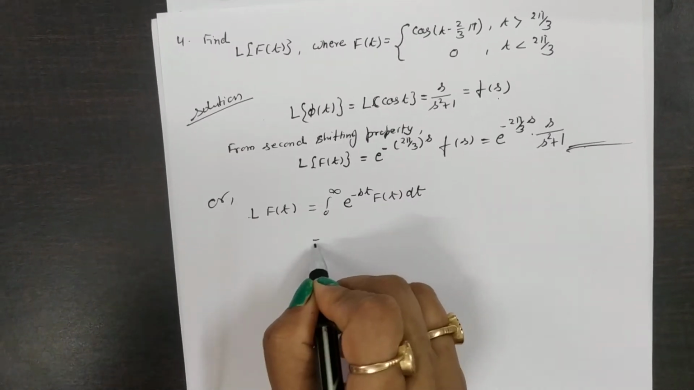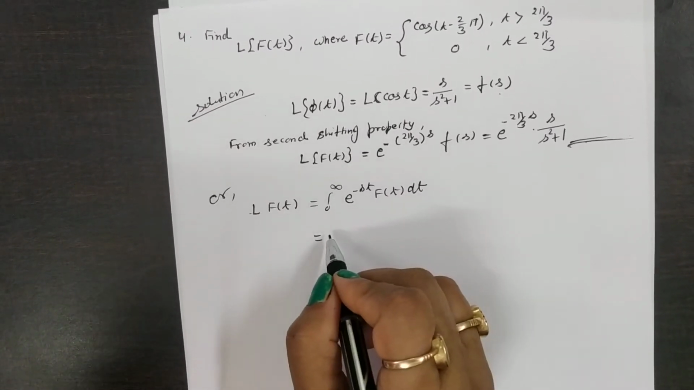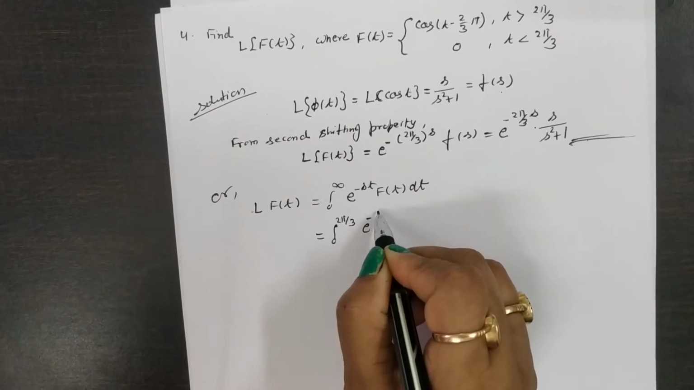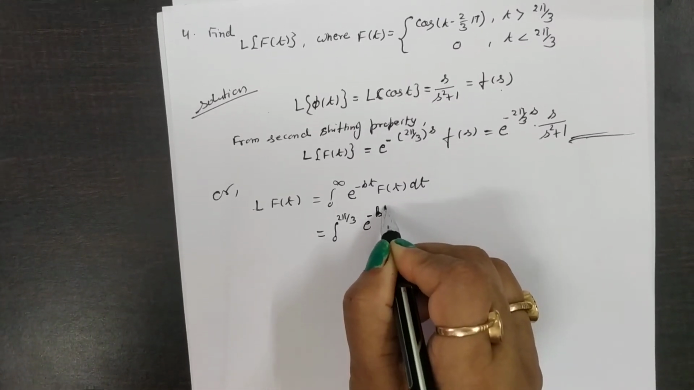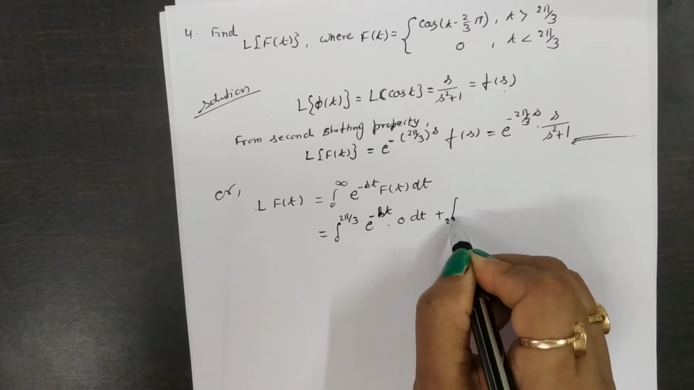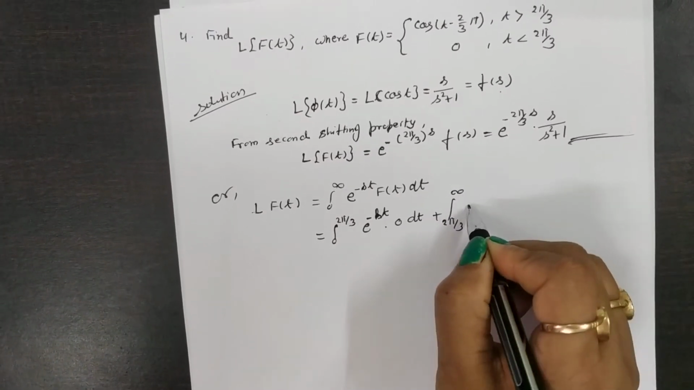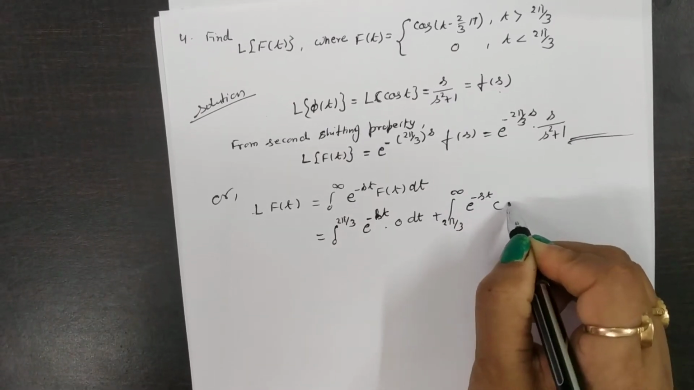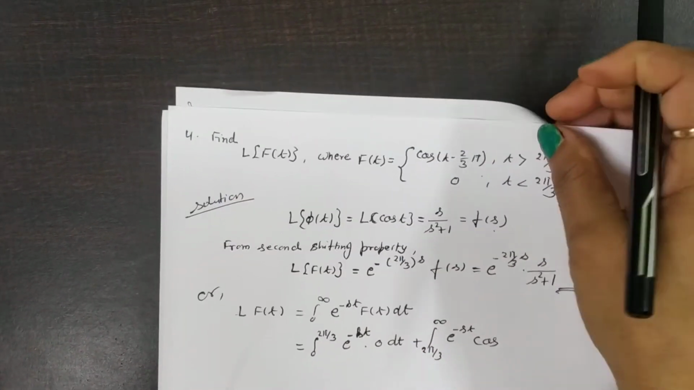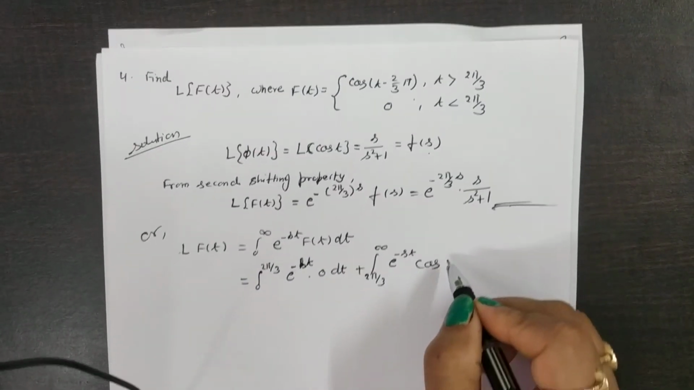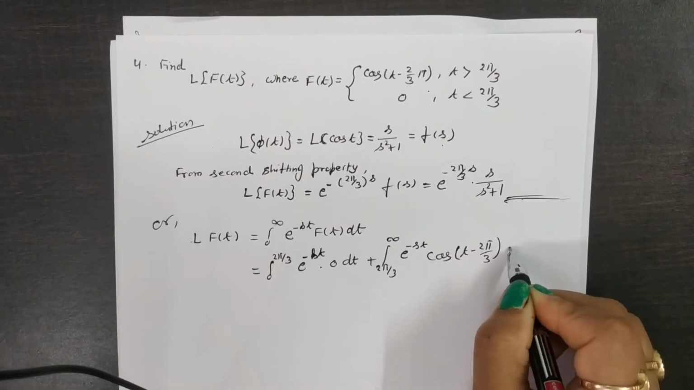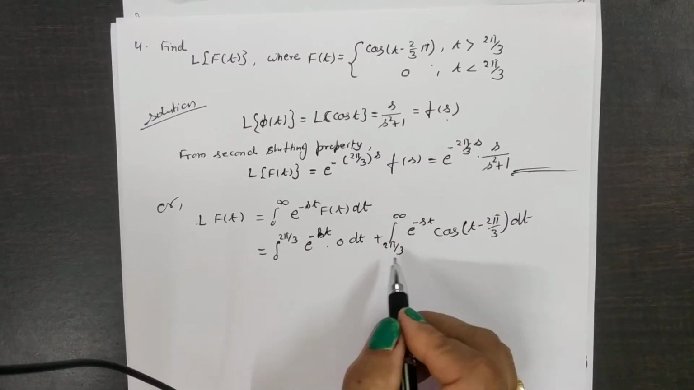As in the proof of the second shifting property, the integral splits into 0 to 2 pi by 3 of e to the power minus st times 0 dt, plus 2 pi by 3 to infinity of e to the power minus st cos of (t minus 2 pi by 3) dt. The first part is 0, therefore you can solve the second.